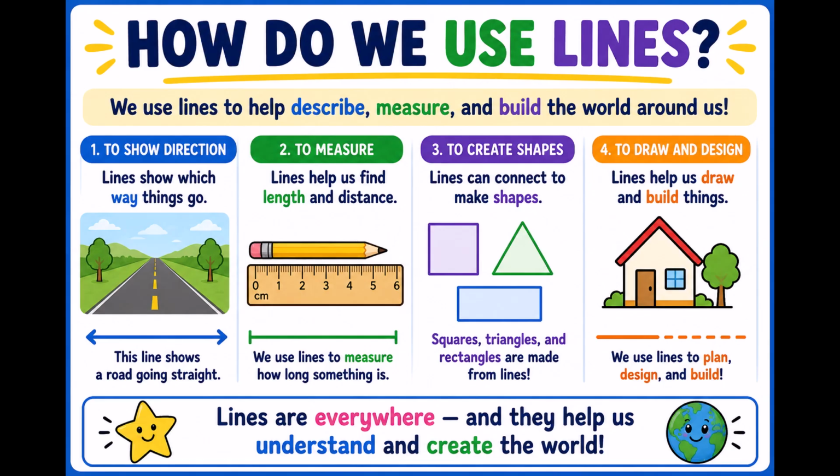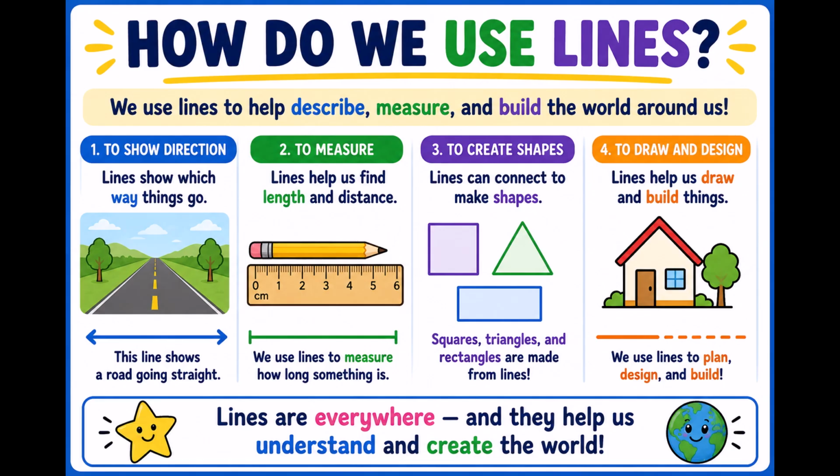Number 2, we use lines to measure. Sometimes we use lines to measure things because lines help us find length and distance. A ruler has many little lines on it. Those lines help us see how long or short something is. We use lines to measure how long something is. So what could we measure with a ruler? Is your pencil longer or shorter than a ruler?